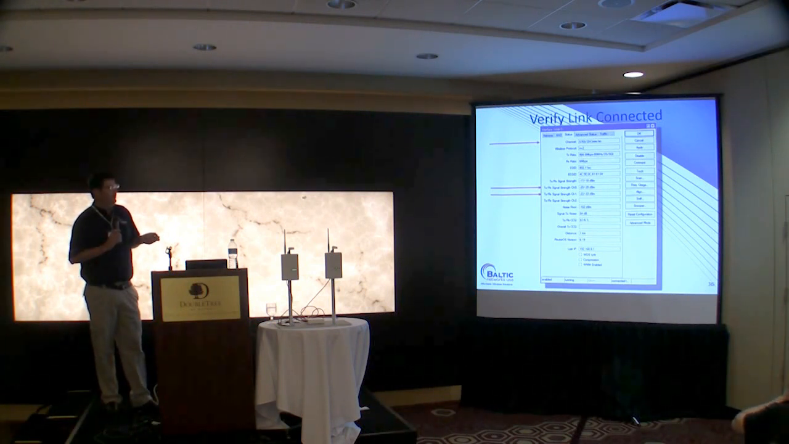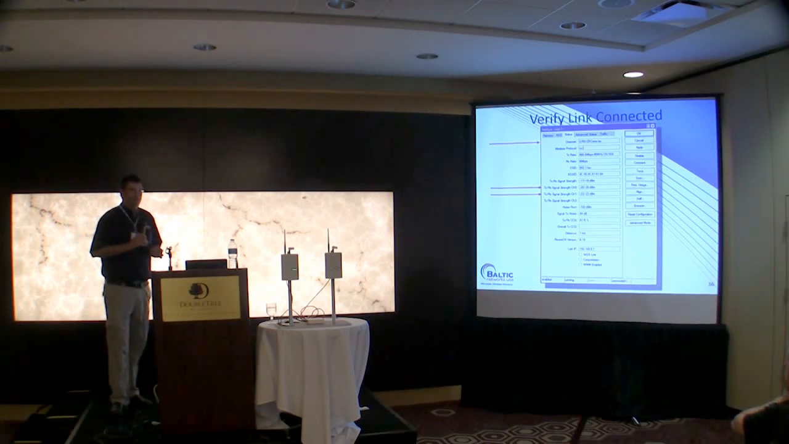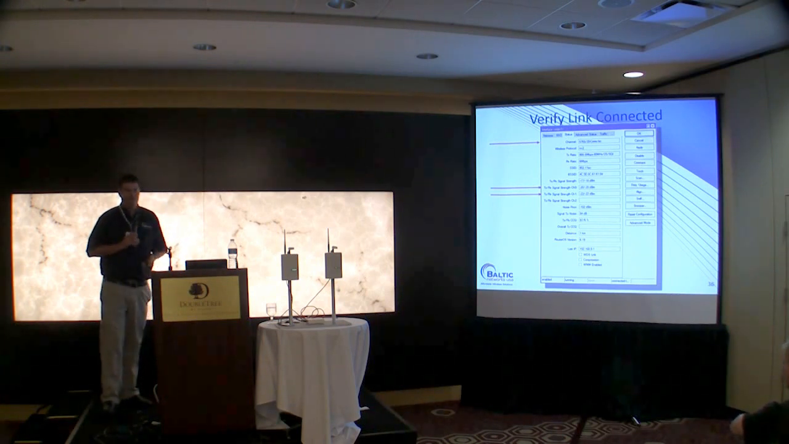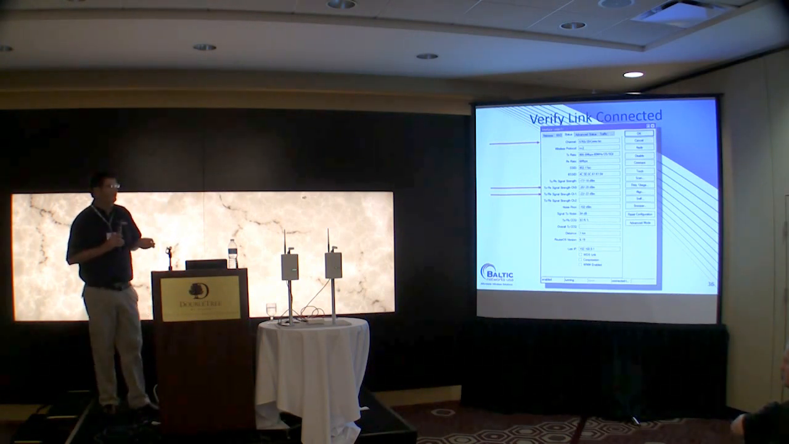By default, after you first connect up a client, they will only be operating at 6 megabits. This is a management frame. Management frames always run at the lowest speed possible until you start pushing traffic through the link, and then the link will increase in speed. So don't get worried if you're not seeing 866 right away. Start pushing some traffic and you'll see that jump up.